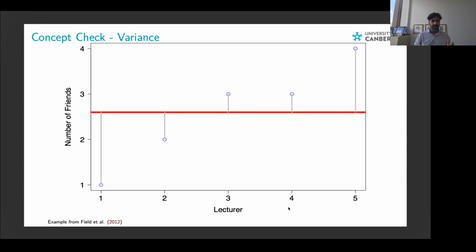Here's an example from Andy Field's textbook, Discovering Statistics Using R. You'll see a lot of these examples today, because I love this textbook and love the examples, and it's well worth a read if you're interested. This example talks about the number of friends 5 statistics lecturers have. You ask the first statistics lecturer how many friends he has, and he says 1. The second one says 2. The third and fourth one say they have 3 friends. And the fifth one is just an absolute superstar. Everyone loves him, and he has a whopping 4 friends.